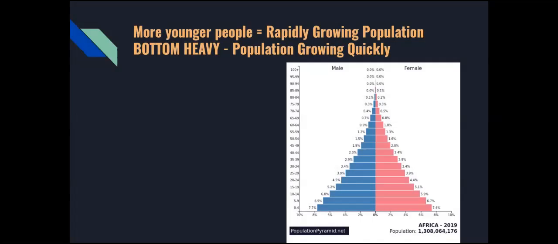Now, if there's more young people, the population is going to grow much more quickly. So a population pyramid like this, which is very bottom heavy, it means the population is growing quickly. There are more people in the younger groups, which also means that there's going to be more people of reproductive age in the next few years. So because they're going to grow up, become young adults able to reproduce, they're going to have more offspring, which means that the population is going to continue to grow faster.